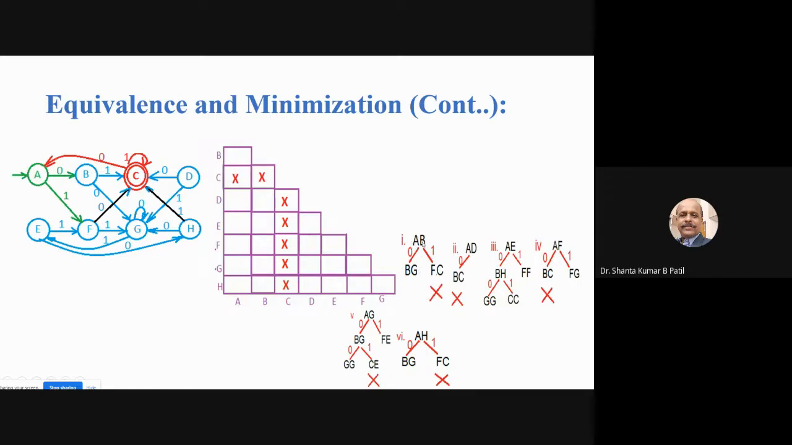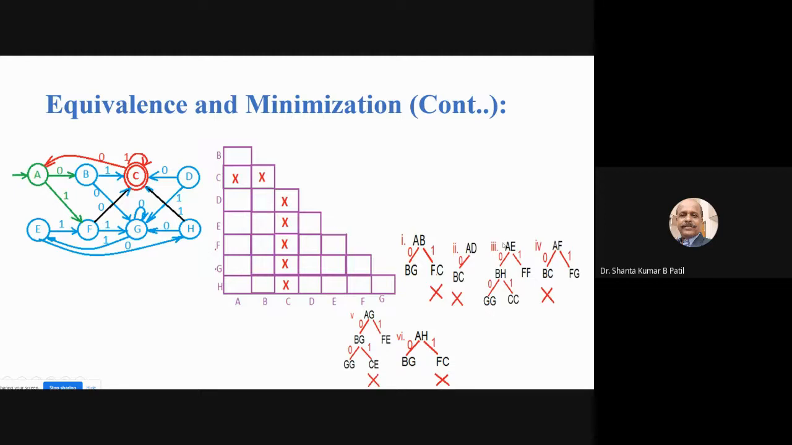Root nodes are different. So like that, next you can take AD. AD on 0: A on 0 is B, D on 0 is C. So that is BC. You locate the BC. BC has a cross mark. Hence AD is also a cross mark.